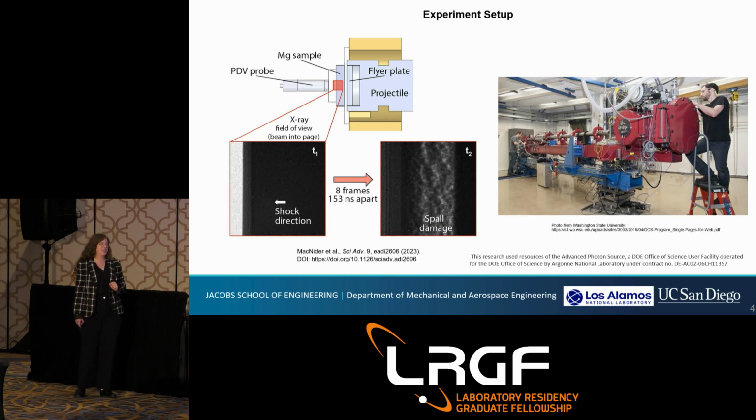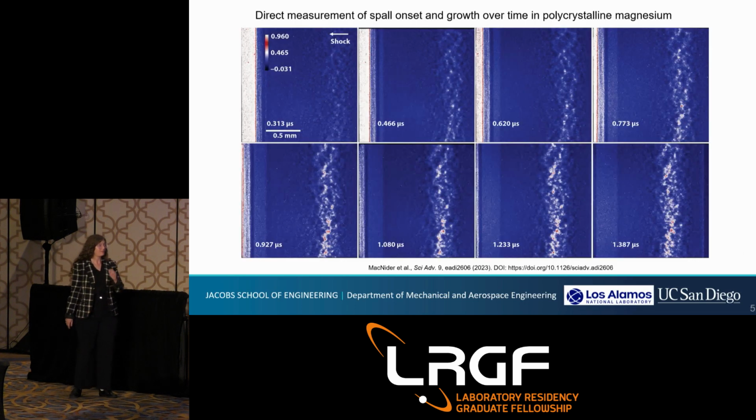And the neat thing about this is that you can take multiples, so we can get 8 frames, 153 nanoseconds apart, so we can get a series of snapshots through time and watch this process form and take place. So this is a set of data from these experiments. This is post-processed to clean it up and look nice, but you can see this is time-resolved data in polycrystalline magnesium. Each of these snapshots is a different time from left to right and top to bottom. The time is moving forward, and in each of these snapshots, the shock is coming from the right-hand direction.